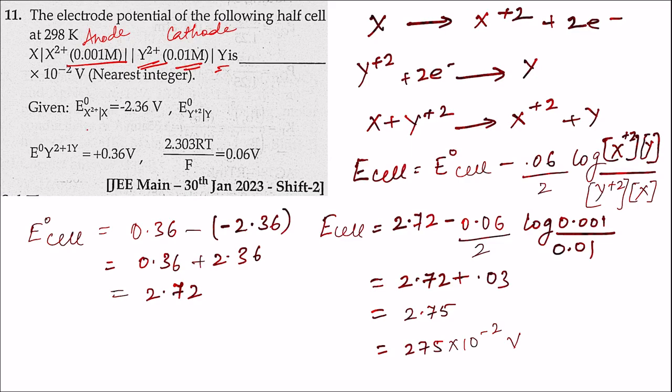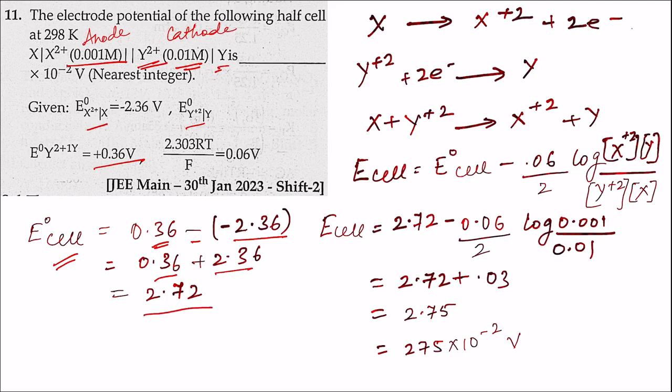Standard reduction potential values of X and Y are given. E naught cell will be equal to E naught cathode minus E naught anode. So E naught cathode is 0.36 minus, in brackets, E naught anode, which is minus 2.36. Solving, E naught cell is 2.72.